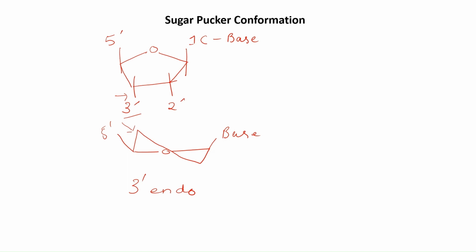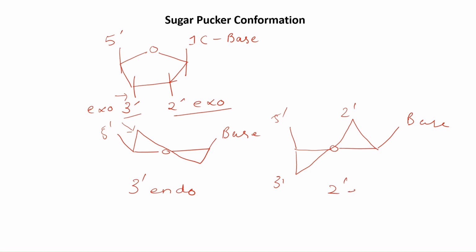These positions, where we normally draw the ribose sugar, the 3' and the 2' positions, are in the opposite direction of 5'. So these positions are called exo. This is the 2' exo position, this is the 3' exo position. But in case of 3' endo position, the 3' end or the third carbon will be towards the 5' end or the fifth carbon. Similarly, if we need to draw the 2' endo, this is the 2' endo position.